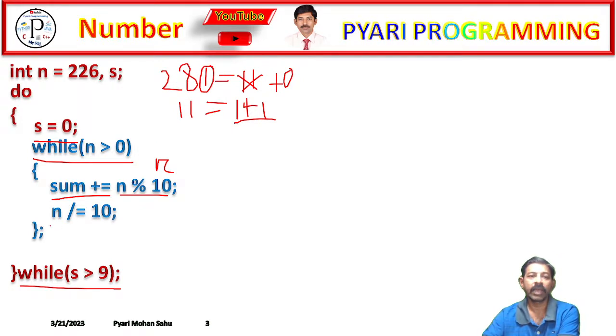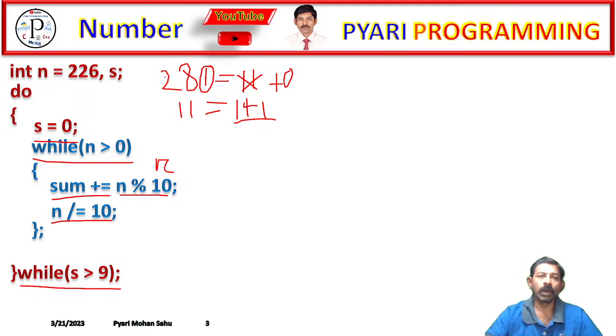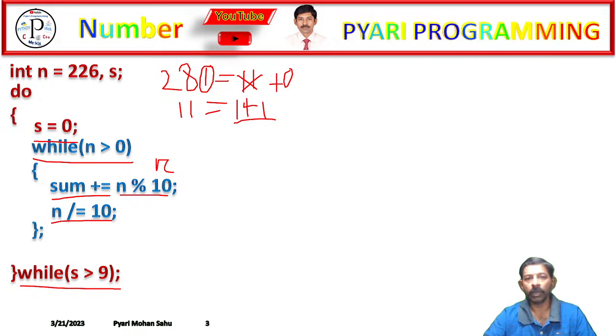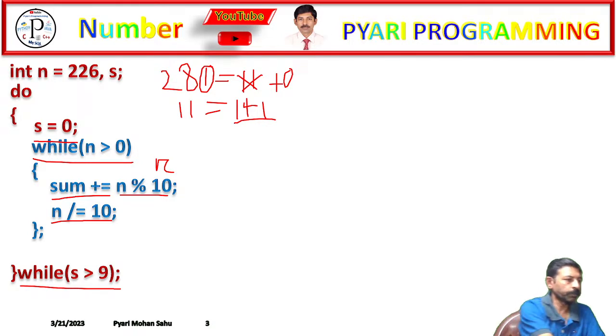Now after that I will say n equals n by 10. So next time my quotient will be 28. So that's why what I am going to do, 28 is going to be done now. So how will 28 be done?